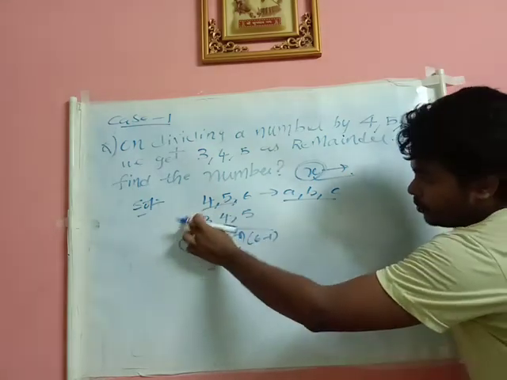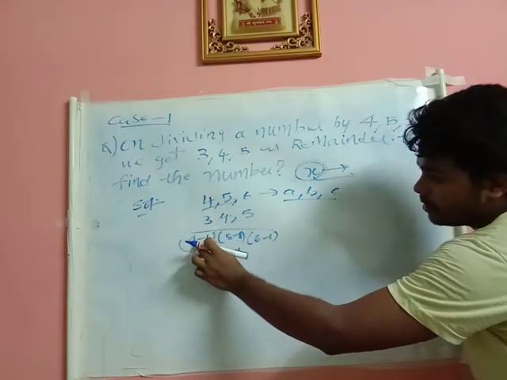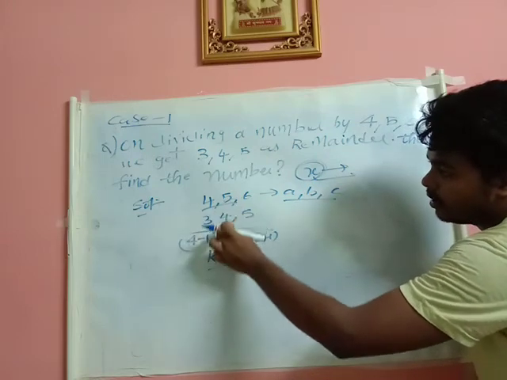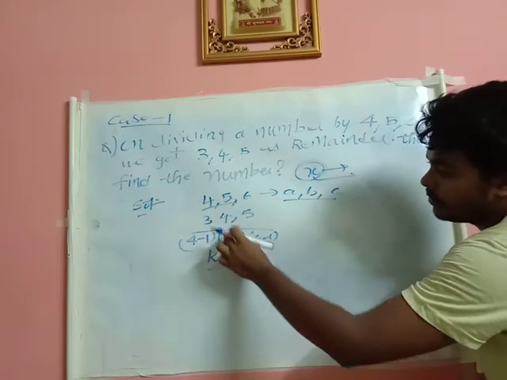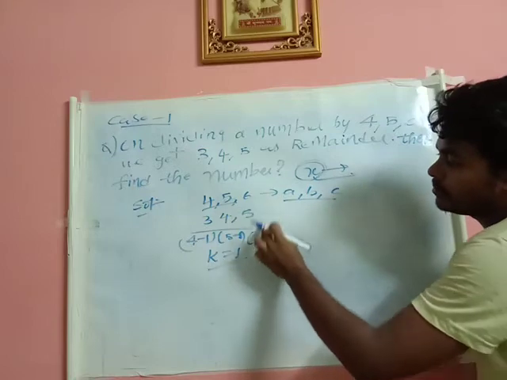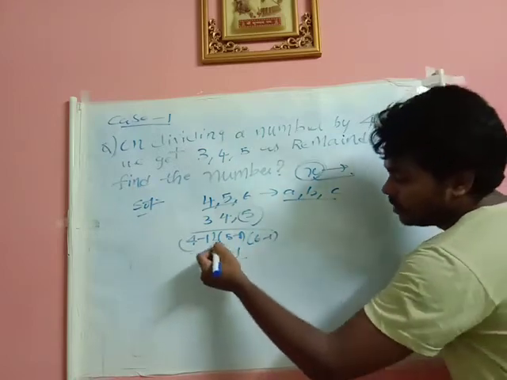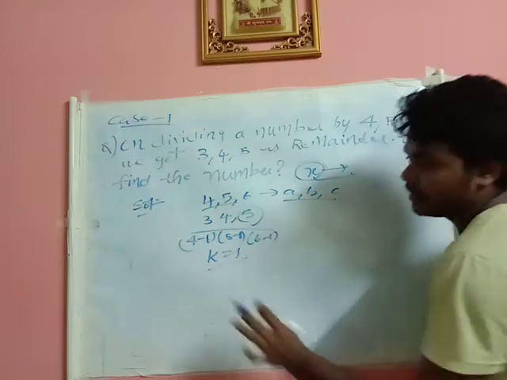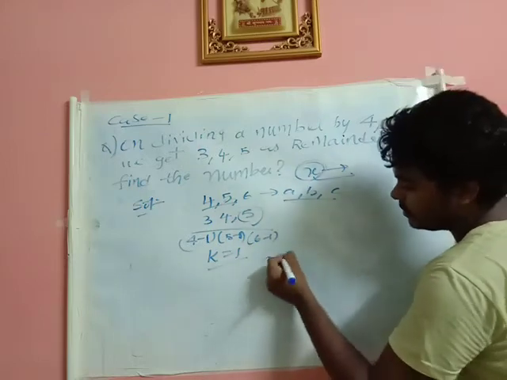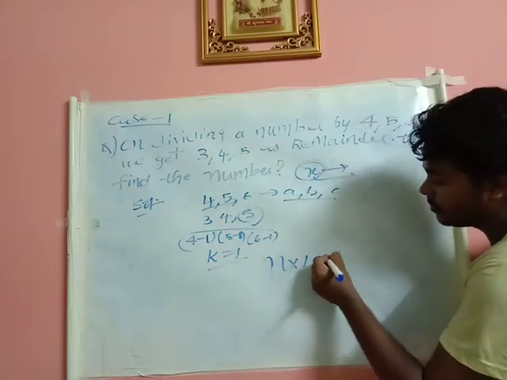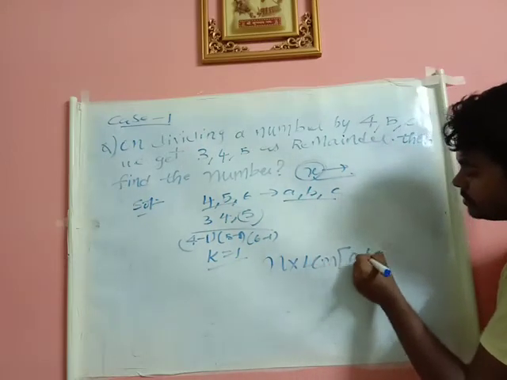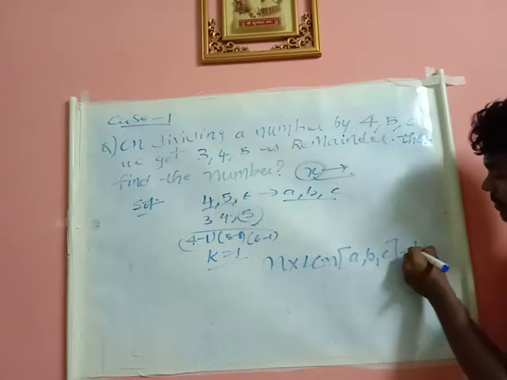What should I do to 4 so that I can get 3? I should subtract 1 from 4 so that I can get 3. Subtract 1 from 5 so that I can get 4. Subtract 1 from 6 so that I can get 5. So you take the common subtractor as k. Now the answer for this is n into LCM of ABC, LCM of ABC minus k.